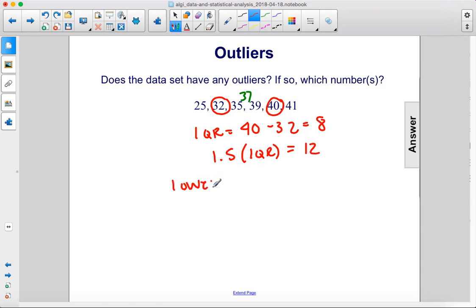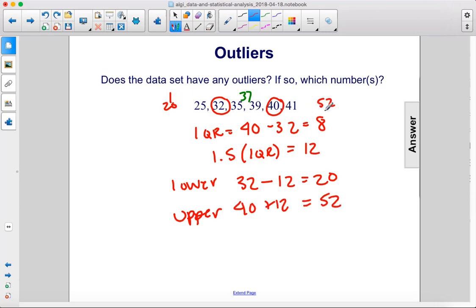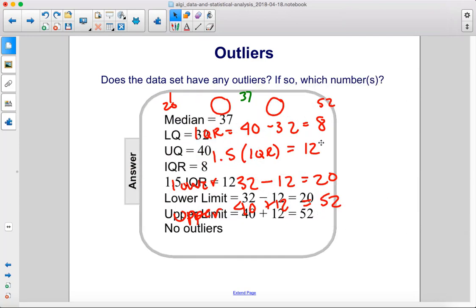So let's calculate our lower limit. Our lower limit equals 32 minus 12, which is 20. And we see that 25, which is our lower extreme, is above 20, so this is not an outlier. Let's calculate our upper limit. 40 plus 12 gives us 52, which is way over here, and 41 is below 52, so there's not an outlier there either. So this one has no outliers.